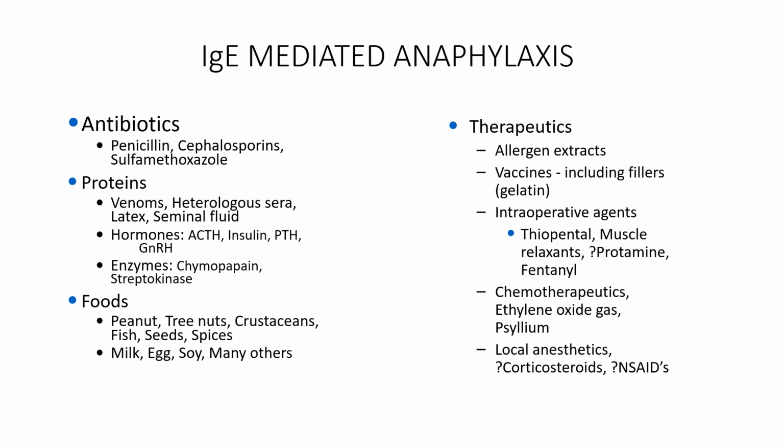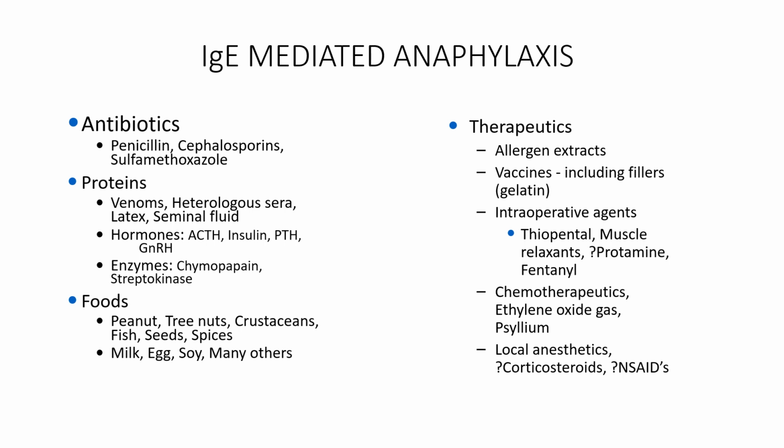IgE-mediated anaphylaxis. Antibiotics like penicillin, cephalosporin, sulfamethoxazole, proteins like venoms, heterologous sera, latex, seminal fluid, hormones like ACTH, insulin, PTH, gonadotropin releasing hormone, chymopapain, streptokinase enzymes, and foods like peanuts. Most of the patients usually have allergic reactions to peanuts in such cases, and soya also.